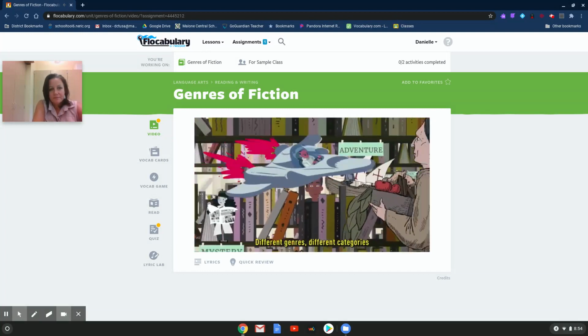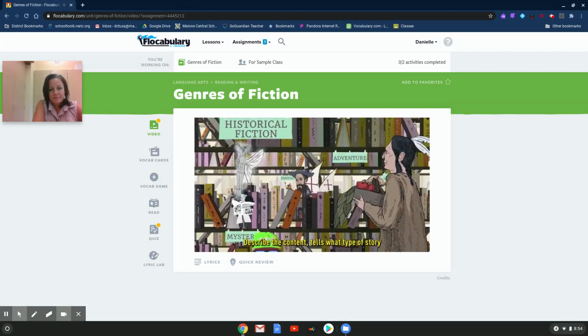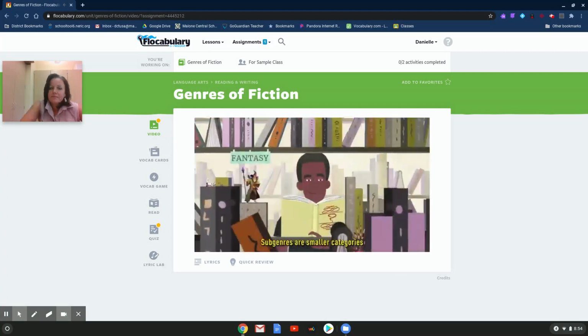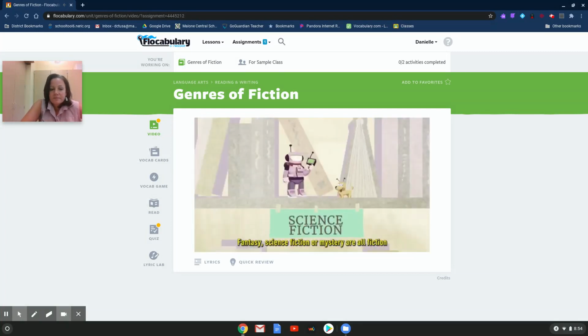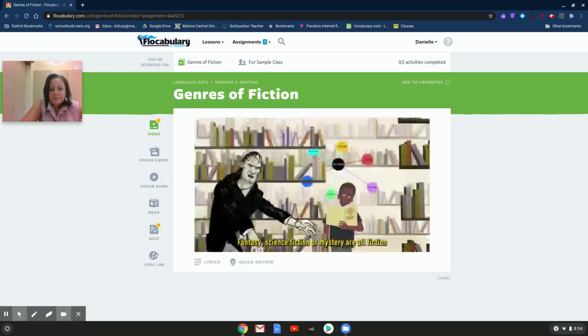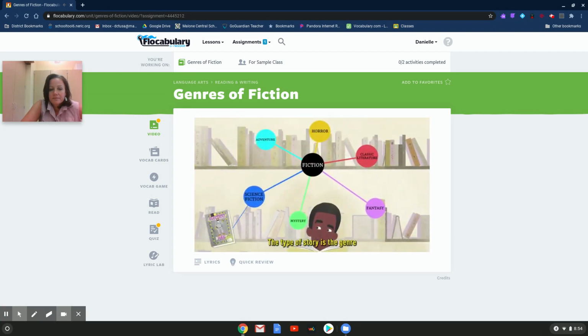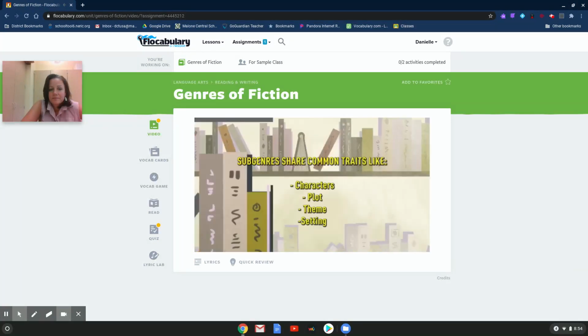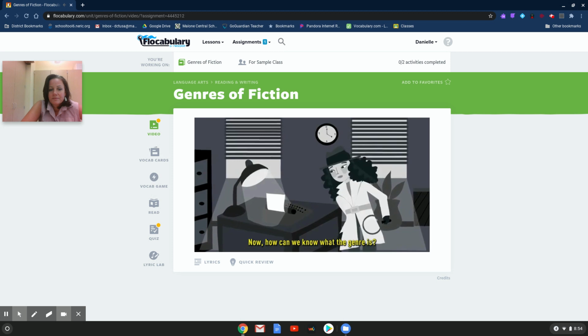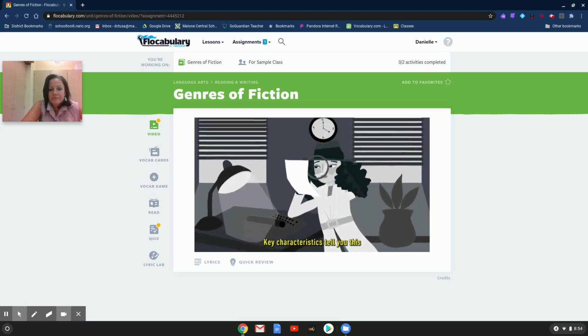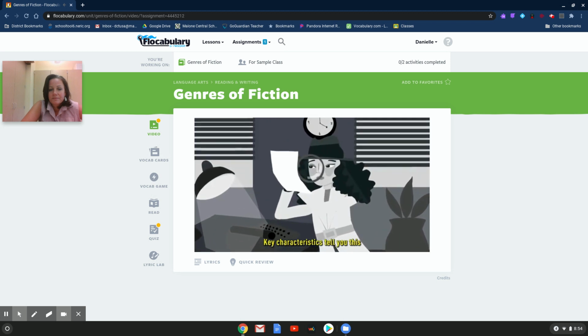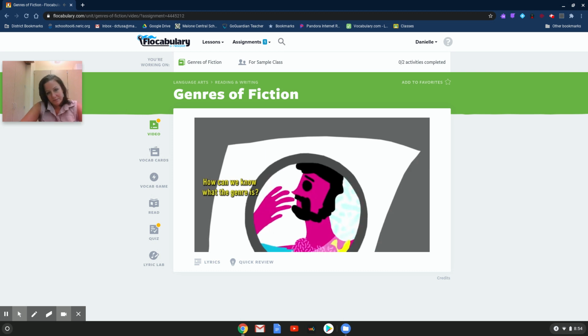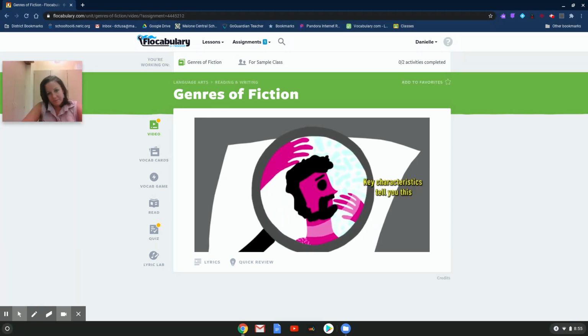Different genres, different categories. Describe the content, tells what type of story. Subgenres are smaller categories. Fantasy, science fiction, or mystery or old fiction. The type of story is the genre, so we can know what we can expect from the author. Subgenres share common traits like character or plot, a theme or setting, etc. Now how can we know what the genre is? Key characteristics tell you this.